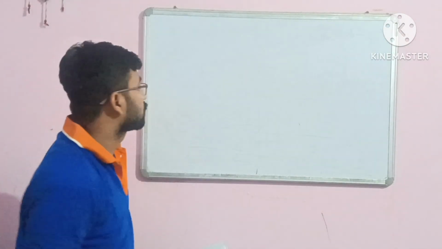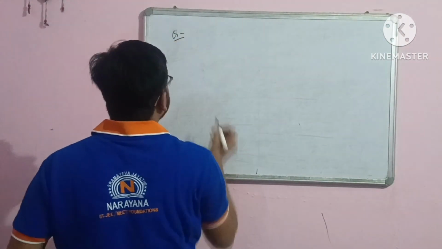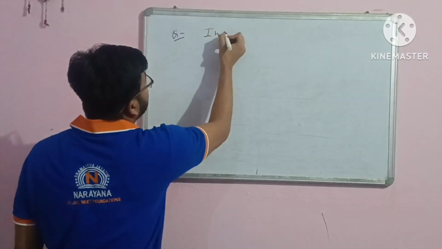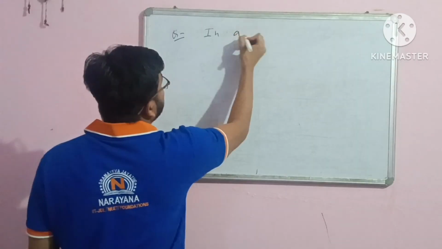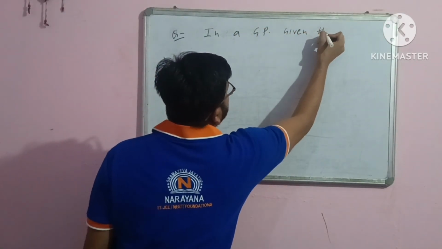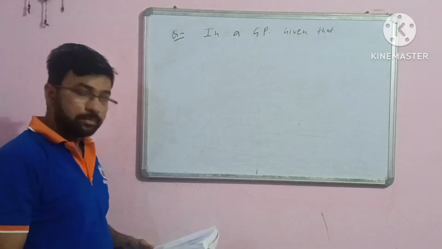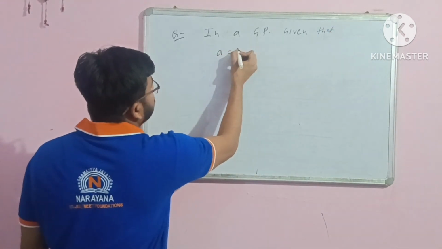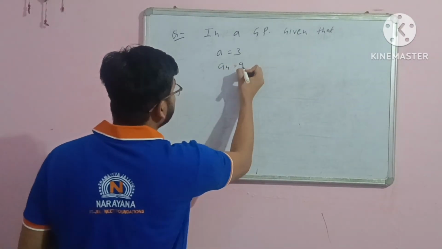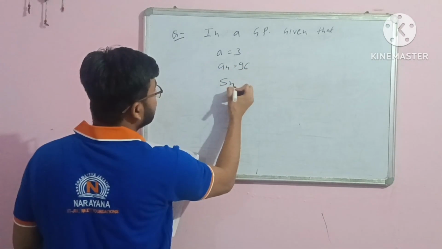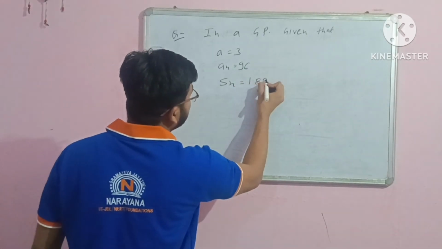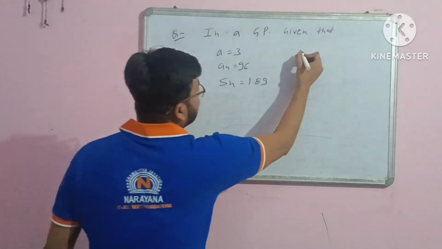Now we will solve the next question. In a GP, it is given that the first term is 3, the nth term of the GP is 96, and the sum of n terms is 189. We have to find n.